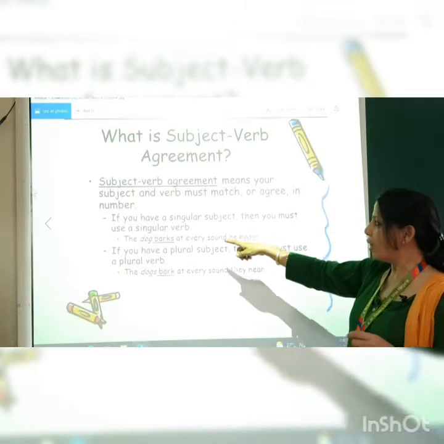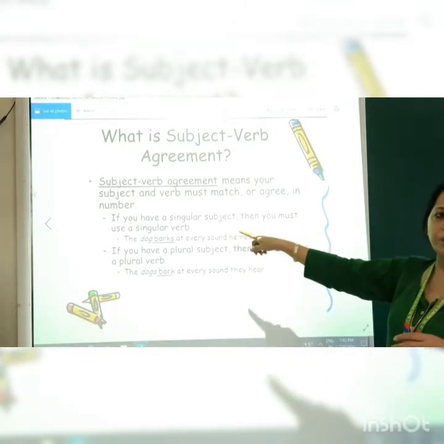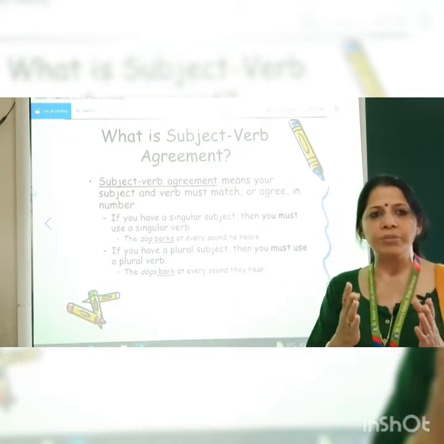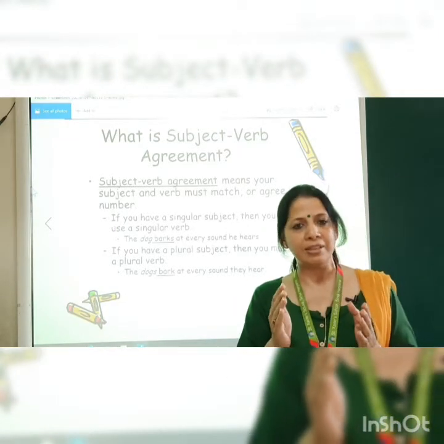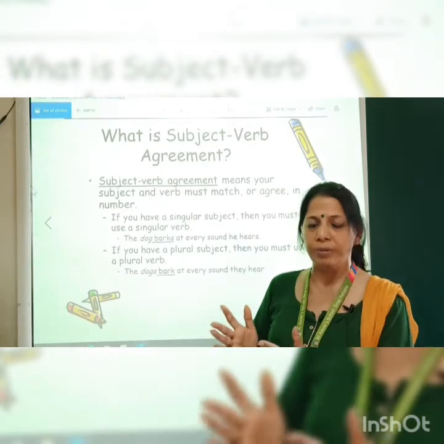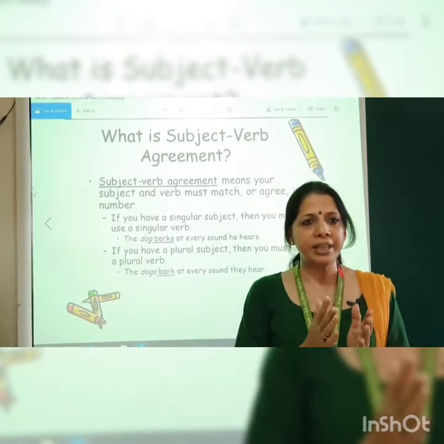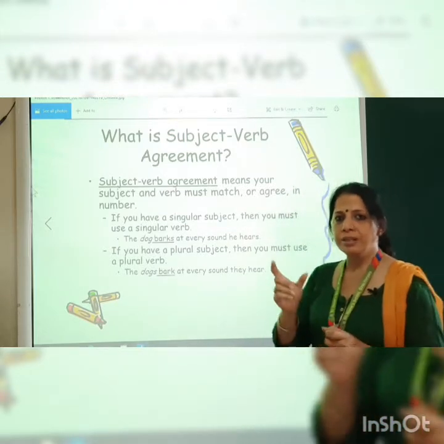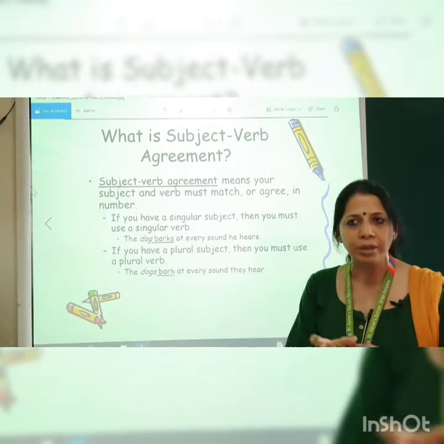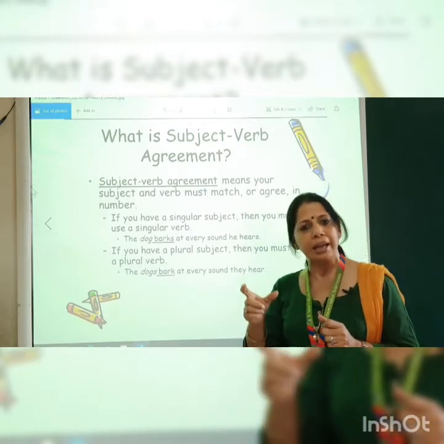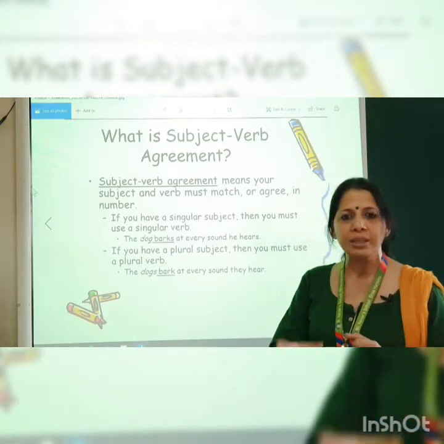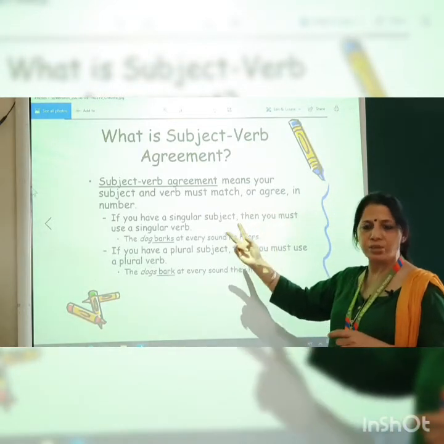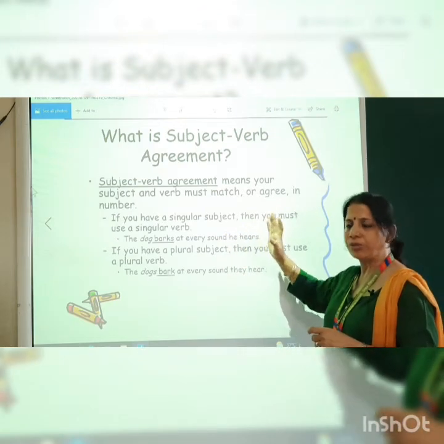And if you have a singular subject, then you must use a singular verb. Now, what are singular verbs? Whenever we are using a verb with S or ES in the present tense, it will be a singular verb. But the subject will not have S. So that is the difference. Subject when you add S becomes plural, but verb when you add S or ES becomes a singular verb. It will be used with a singular subject. So don't use both the S's together. That is the rule you have to keep in mind.